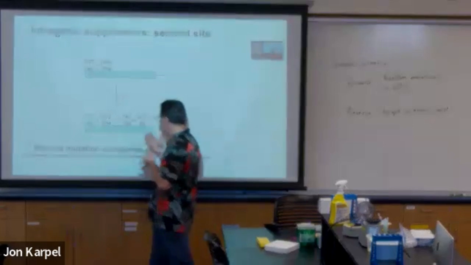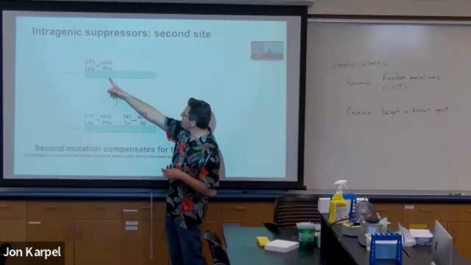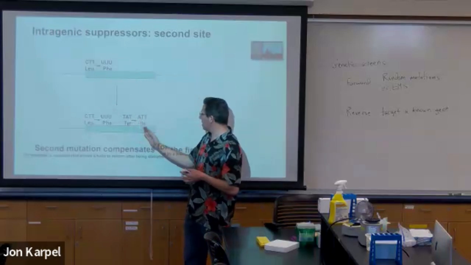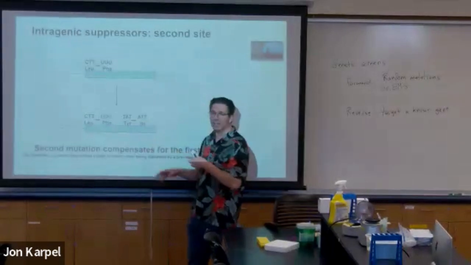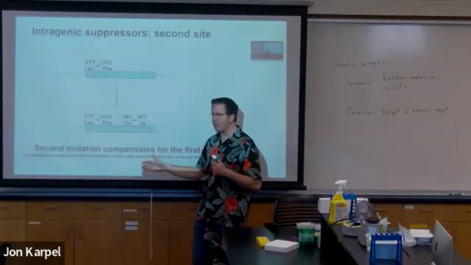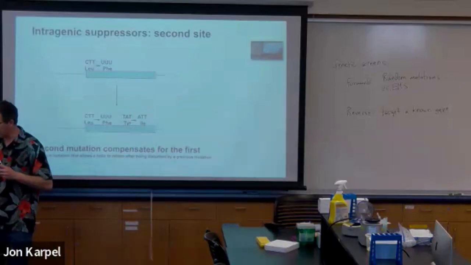Here's an example of a second site mutation within the same gene. So let's say maybe your first mutation ruins an alpha helix in the protein. You could possibly have a second mutation somewhere else that could then allow that protein to at least slightly fold somewhat correctly and then give it some function. So there can be examples of that as well.